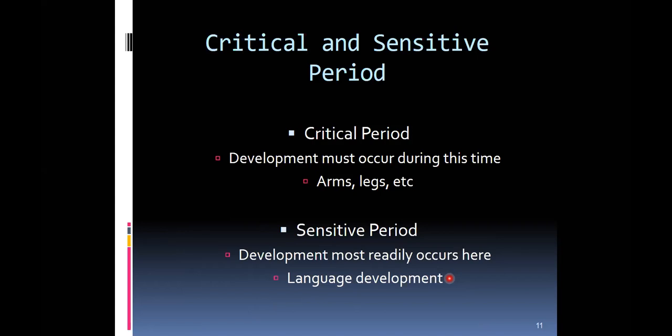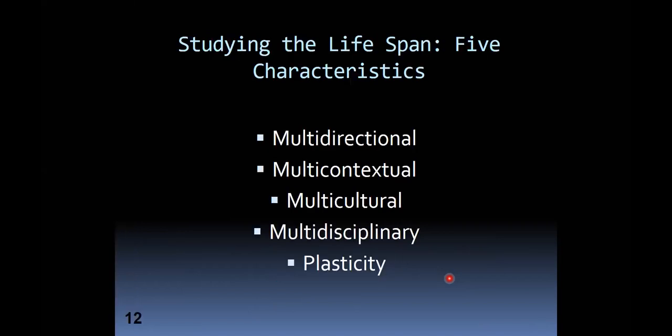Okay, so you're going to see that in a bunch of stuff. Now let's shift to looking at 5 characteristics of development that you will encounter over and over again. Development is multidirectional, multicontextual, multicultural, multidisciplinary, and also there is the characteristic of plasticity. If you don't have that all written down, don't worry, we're going to do one at a time. So let's have a look at each of these.